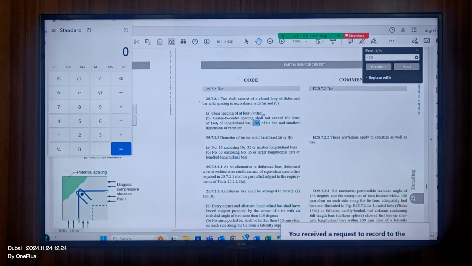Exactly. For example, initially we will have ties at 100. Then after the LD, that is fine. You are compensating for the actual shear, where exactly you are working the shear.